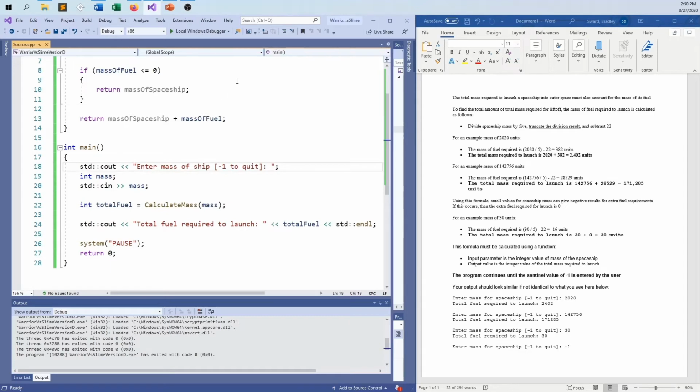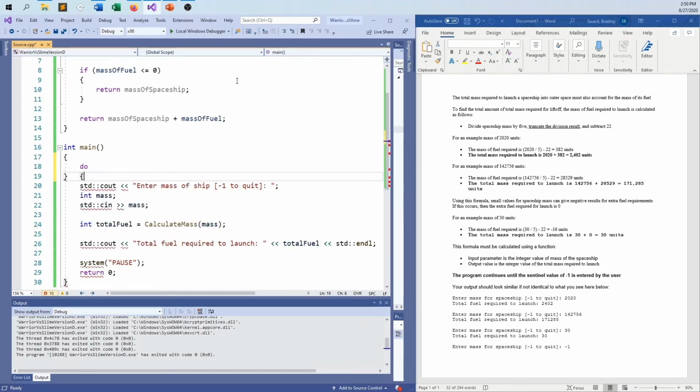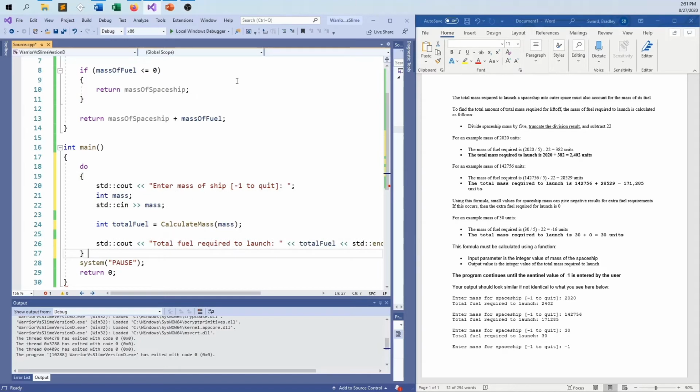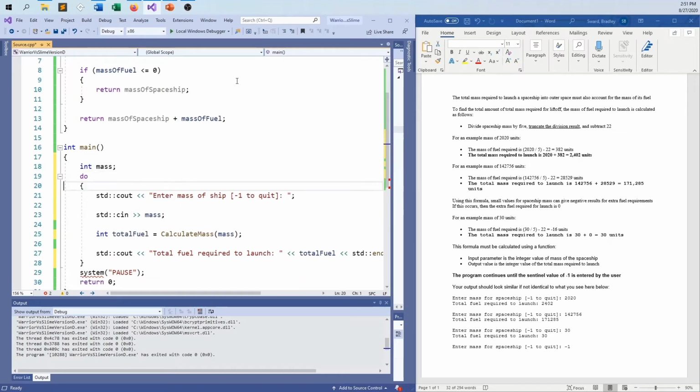And so what we can do is something like a while loop or a do while loop. There's nothing wrong with a do while loop here, and then go, okay, this int mass. And again, this is just one of many ways, and it's just what I'm coming up with right now in the here and now. Do while mass does not equal negative 1.